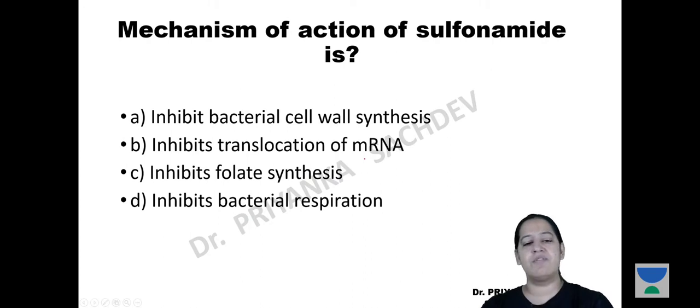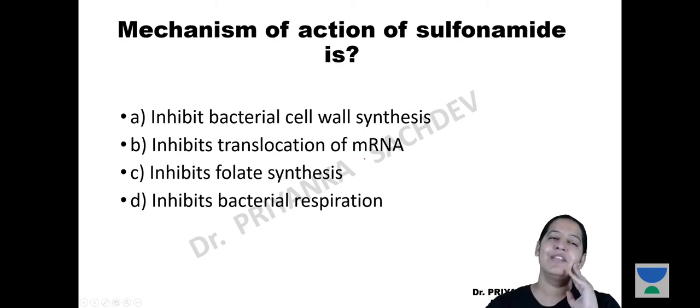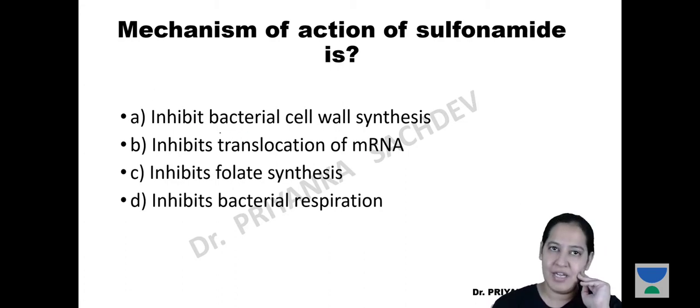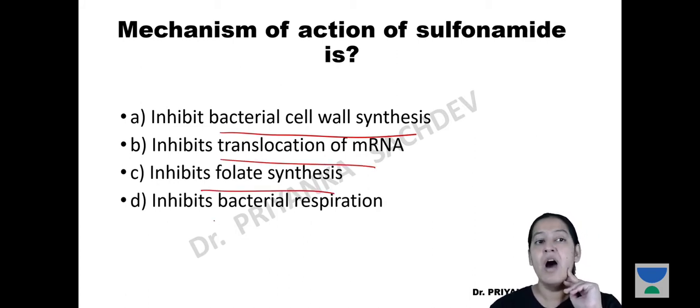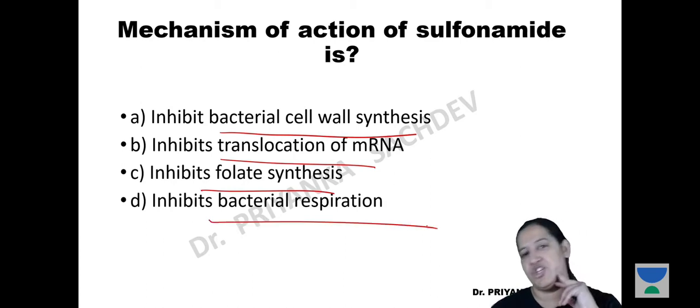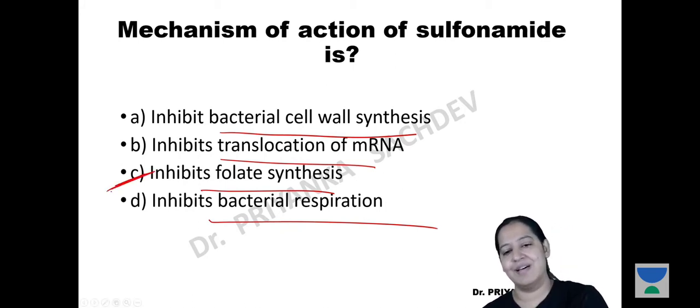Mechanism of action of sulfonamide. The next question is in front of you. Who will tell me the correct answer? Fast, you have to be fast. The four options are in front of you. Is it inhibiting cell wall synthesis? Is it inhibiting translocation of mRNA? Is it inhibiting folate synthesis in the bacteria, or is it inhibiting bacterial respiration? You all are right. Very good. The correct answer here is C. Yes, it inhibits folate synthesis.